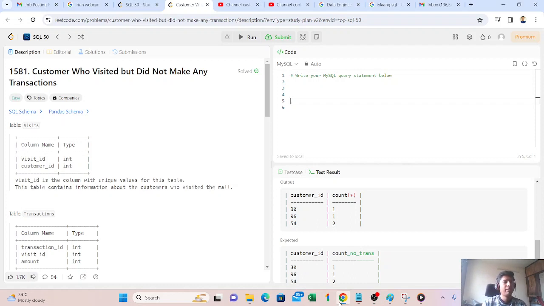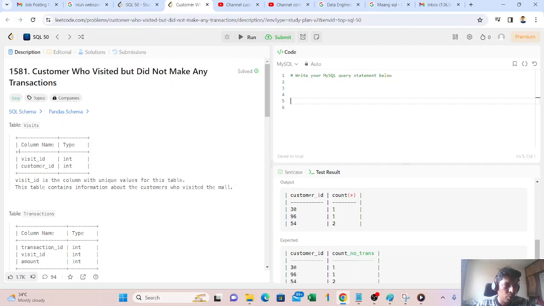Today we are going to solve the sixth question in our LeetCode series. So let's go to the question directly. The question says, customer who visited but did not make any transactions. Okay, now go to the problem description.